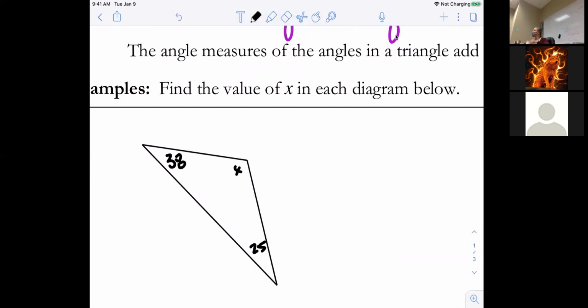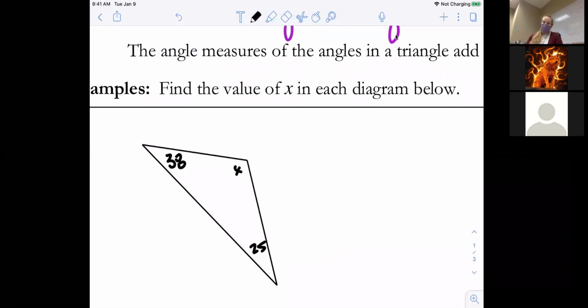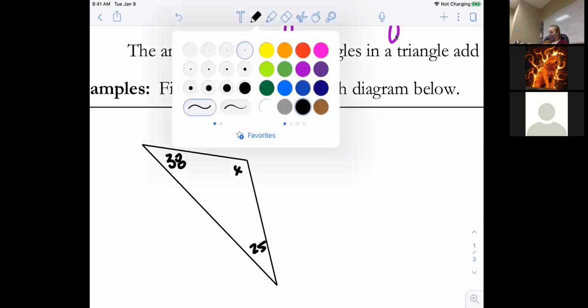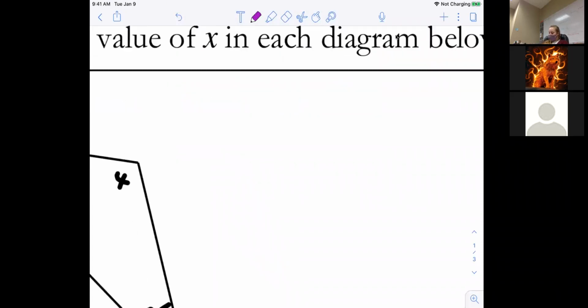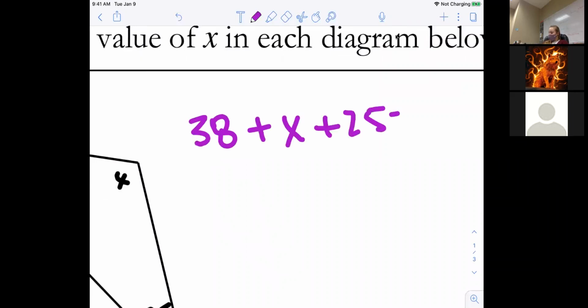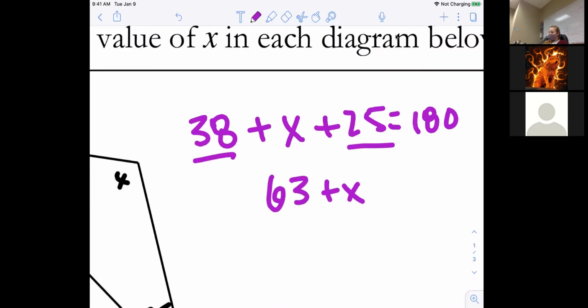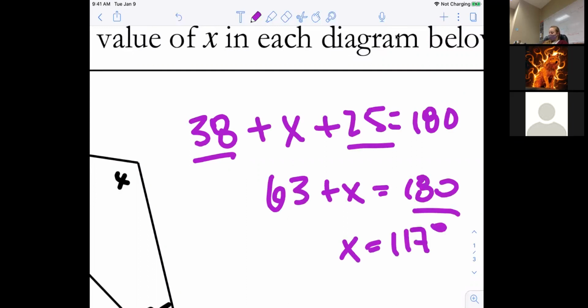Perfect. So we add up all the angles we have, make it equal to 180. So we're going to set up an equation. You can kind of MacGyver your way through this to do just kind of simple math, but I'd rather you do an equation because you'll see coming up after this, it's going to be helpful to have an equation done. So 38 plus X plus 25, add my angles together, I get 63 plus X equals 180, and then we minus 63, X equals 117.